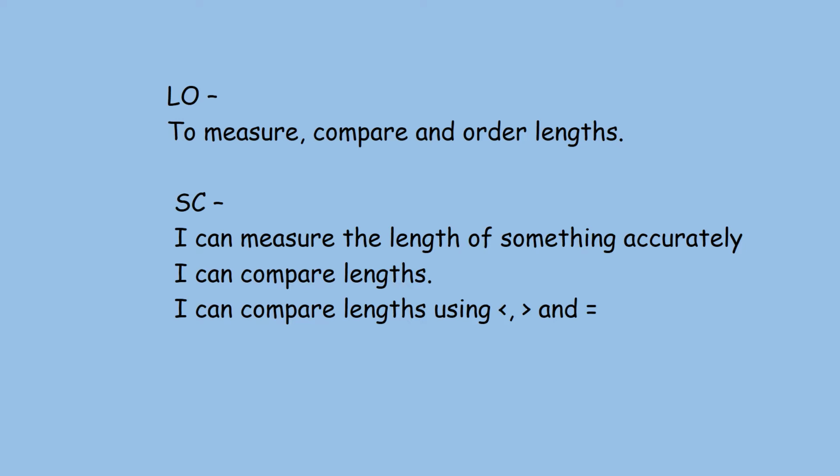So to be able to do this, we'll be able to show that we can measure the length of something accurately, which means carefully. We're going to make sure we can compare lengths, and we're going to be able to compare lengths using the symbols greater than, less than, and the same as or equal to.